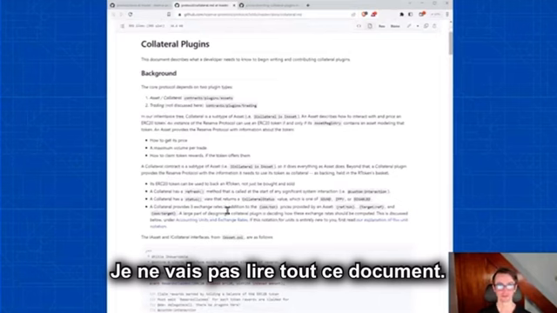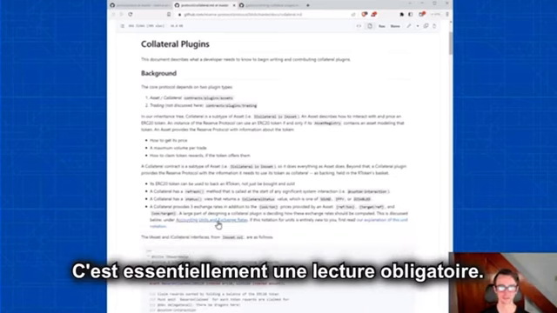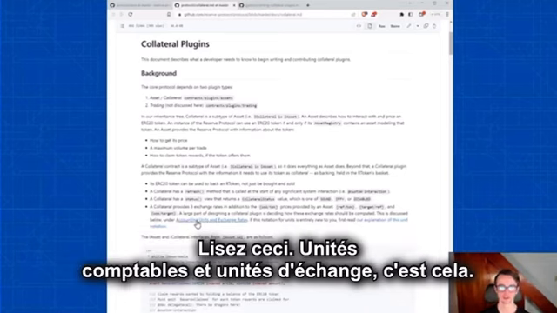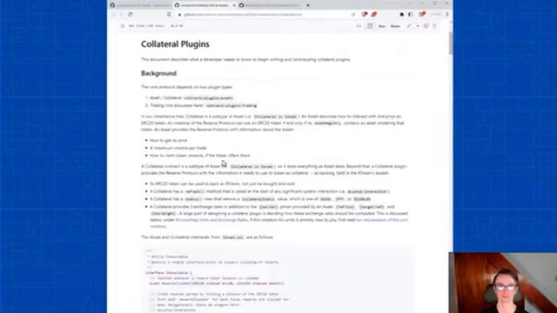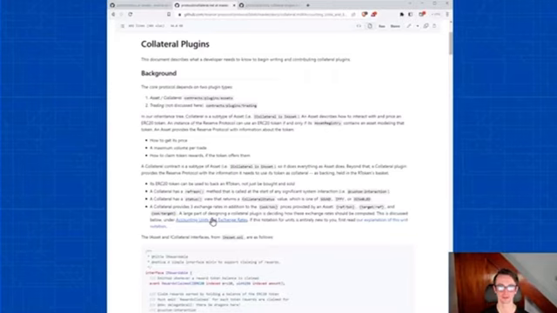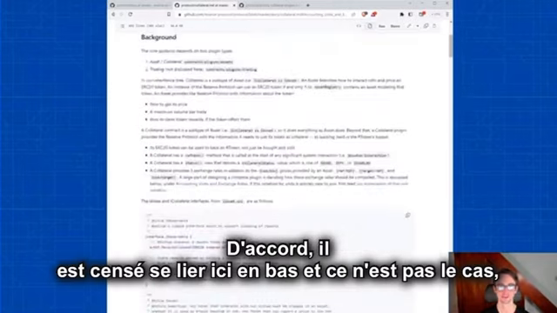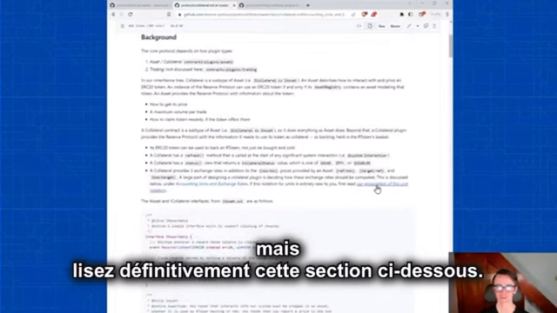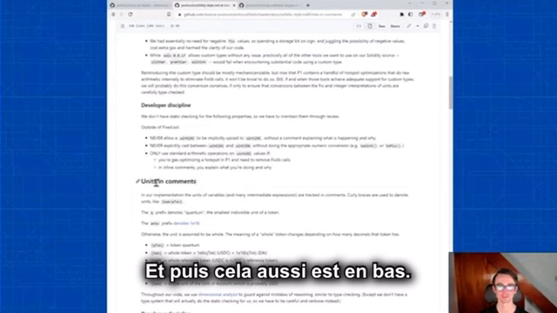I'm not going to read through this whole document. I'll leave that up to you. I highly recommend it, it's basically required reading. Read this accounting units and exchange units. Did that link work correctly? Okay, it's supposed to link down here and it's not, but definitely read that section down below. And there we go. Yep, that's good. And then this also is down below.